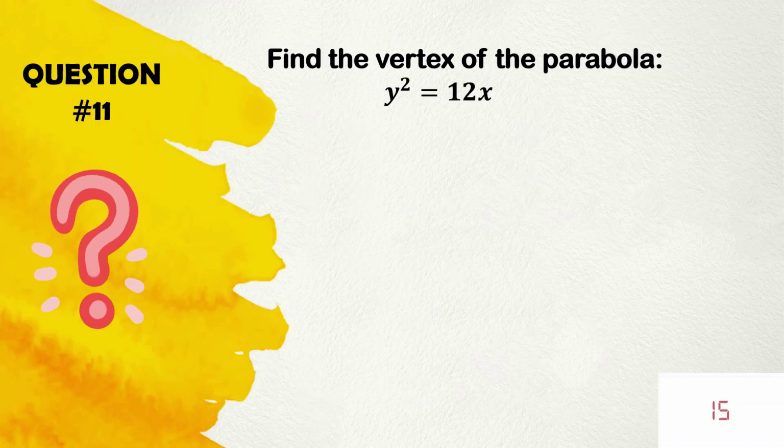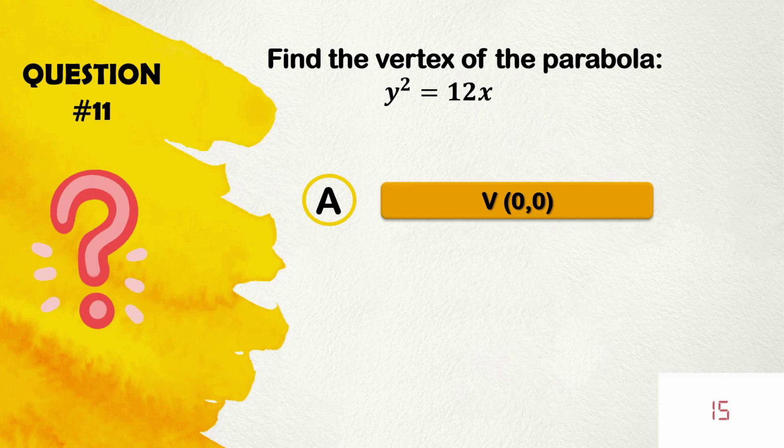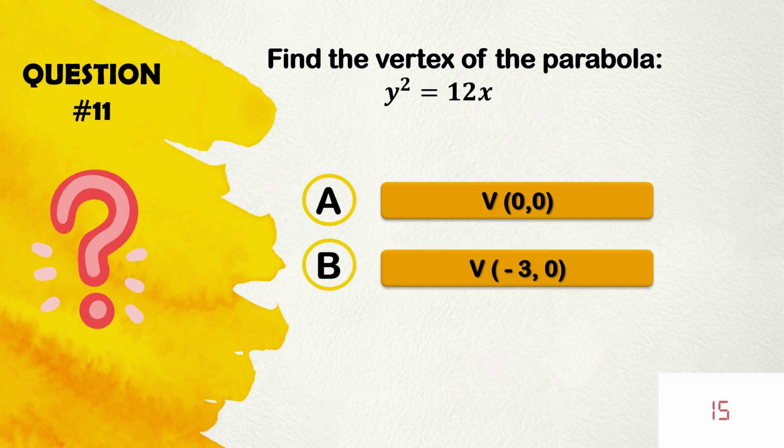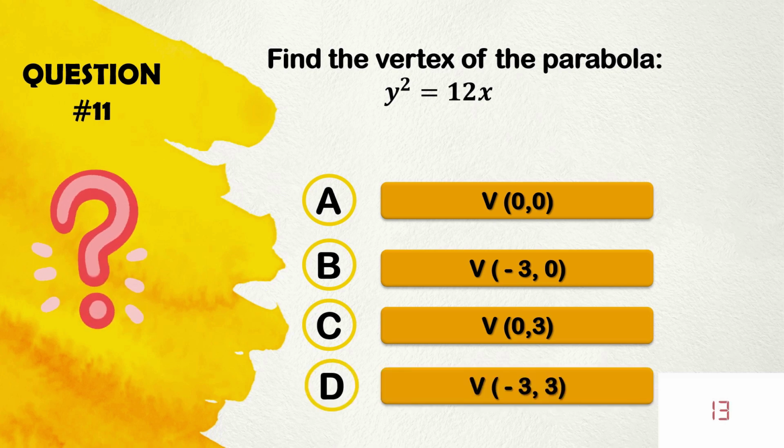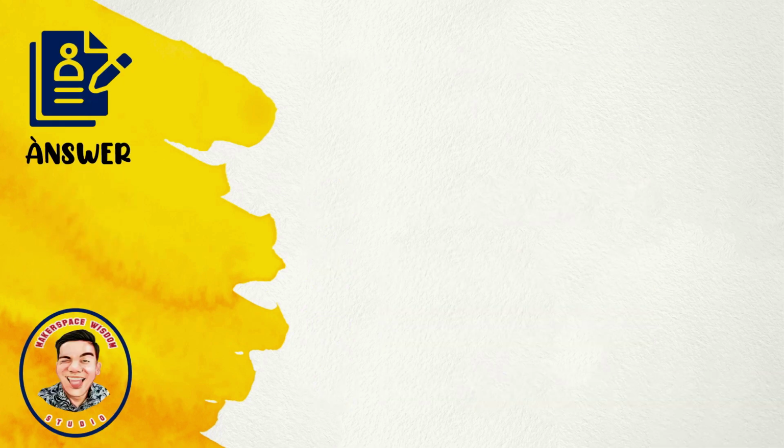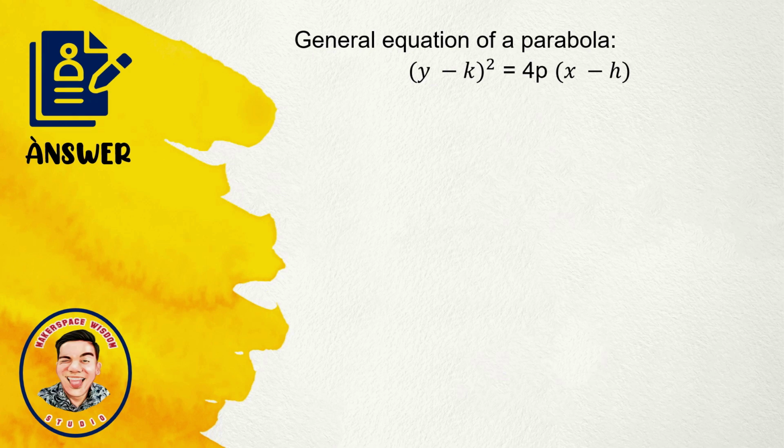Question number 11. Find the vertex of the parabola y squared is equal to 12x. Letter A, V, or the vertex is equal to 0, 0, or at the origin. Letter B, the vertex is at negative 3, 0. Letter C, the vertex is at 0, positive 3. And letter D, the vertex will be at the negative 3 and positive 3.